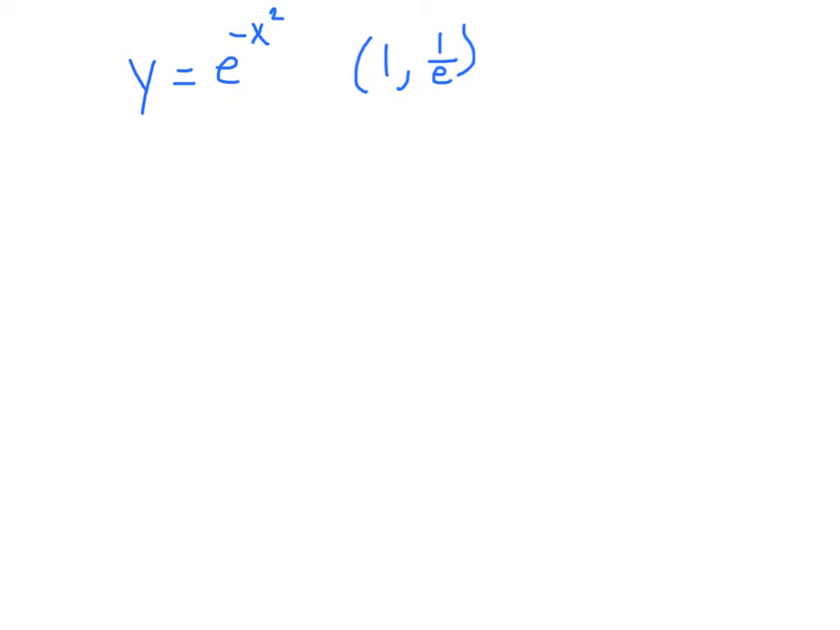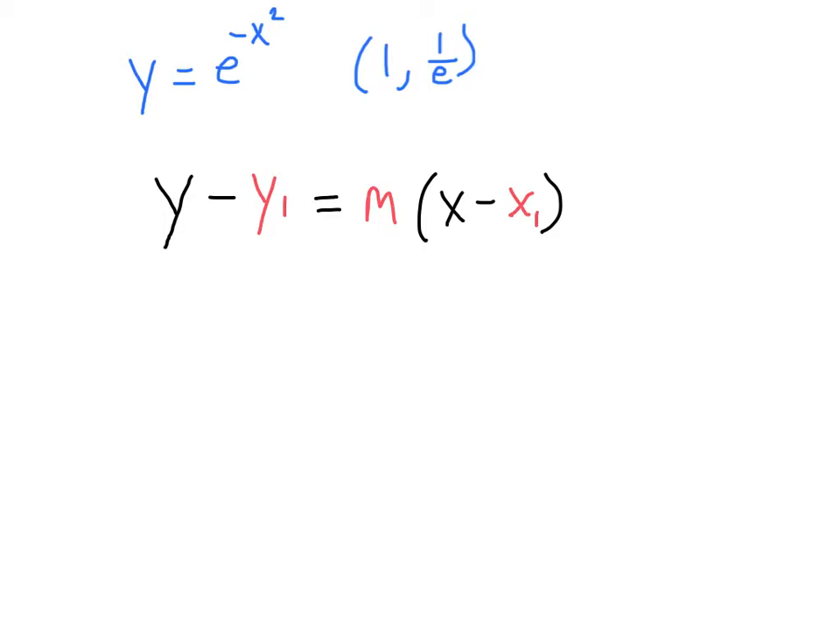So let's find the equation for the line tangent to the curve y equals e to the negative x squared at the point 1, 1 over e. So remember, when we make an equation for a tangent line, basically we need a slope and a point. And usually we'll use that point-slope form to create our equation. So we need y minus y1 equals the slope m times the quantity x minus x1. And that's from algebra 1.